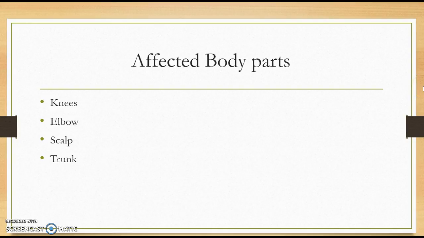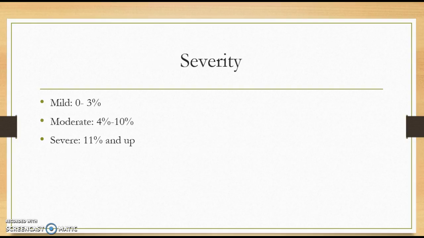The most affected body areas are the knees, elbows, scalp, and trunk, but psoriasis can appear all over the body. There are 3 levels of severity, and the severity is based off the amount of skin that is covered. Mild covers 0 to 3% of the skin, moderate covers 4% to 10% of the skin, and severe covers 11% of the skin and up.